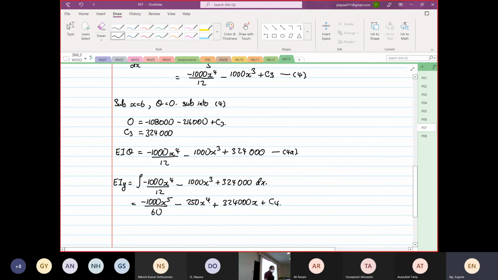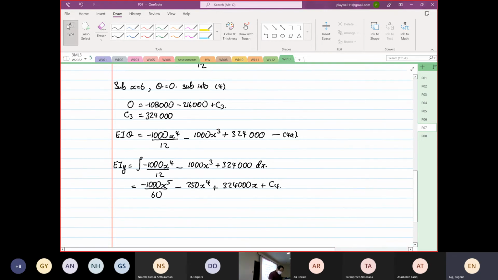So now we can find C4. We're going to substitute when x is equal to 6, y is equal to 0, into what we're going to call equation number 5.